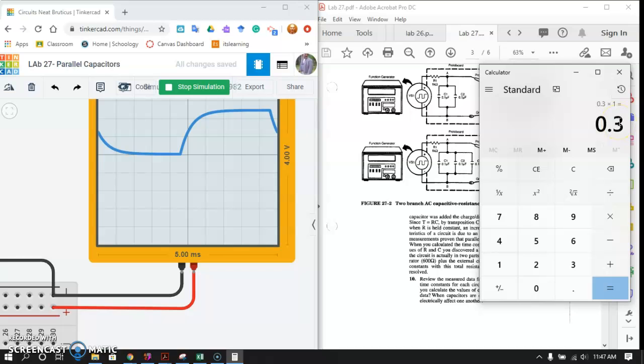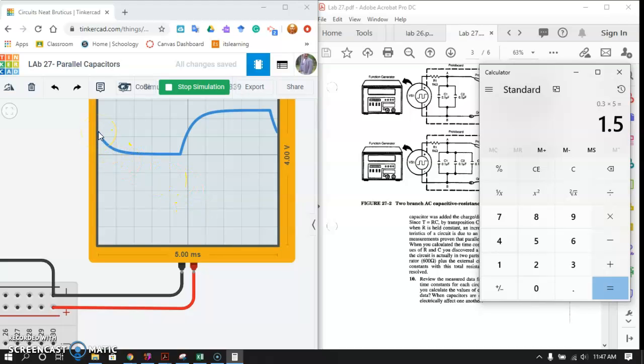Now remember, a time constant is 1/5 of the total amount of time it takes to charge and discharge. So let's multiply this by 5, and you see it should take a full 1.5 milliseconds to charge and discharge. And we can prove that over here on the graph.